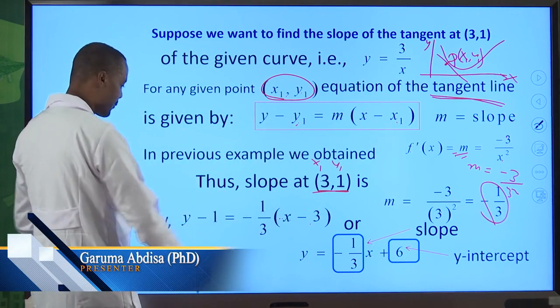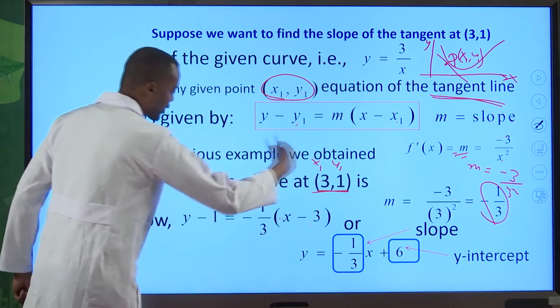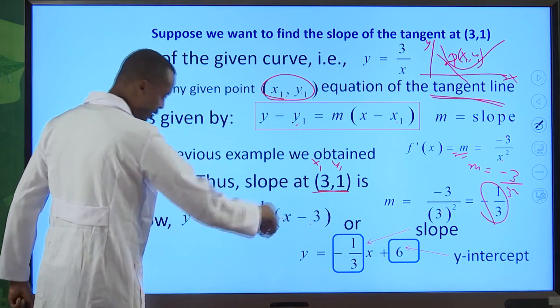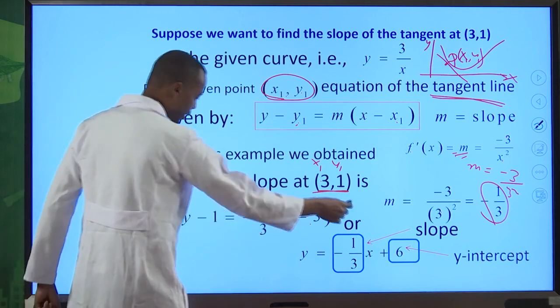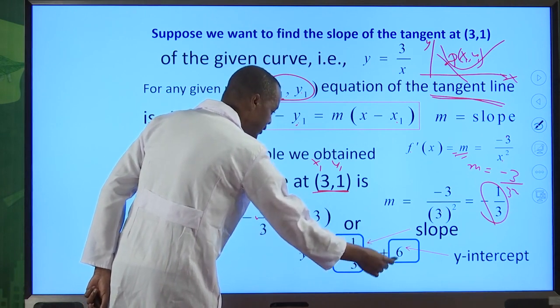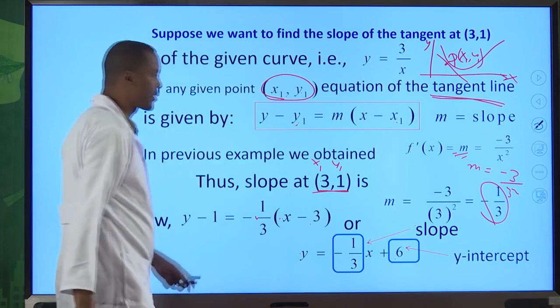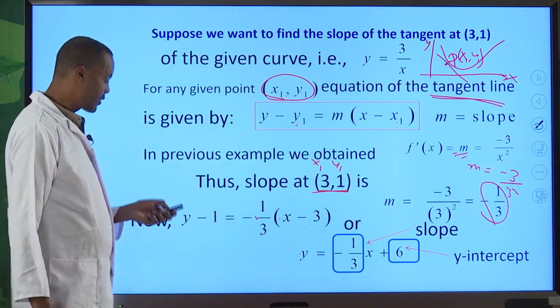So simply by simplifying this, that is taking this constant term to the other side and multiplying this one into the bracket, you will get y is equal to minus 1/3 of x plus 6. This 6 is called the y-intercept, minus 1/3 is called the slope. That is the way we tackle this kind of problem.